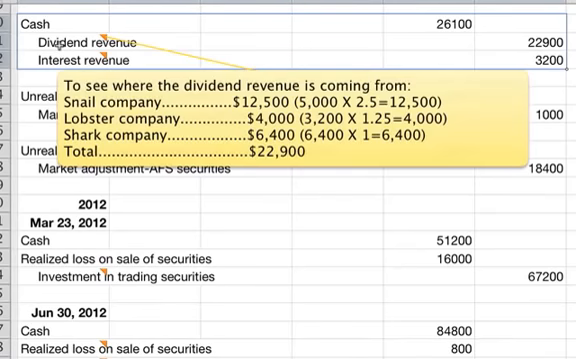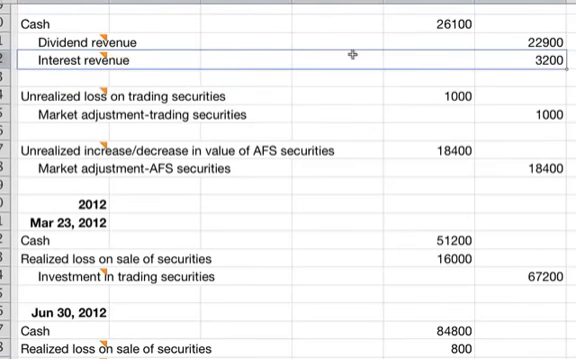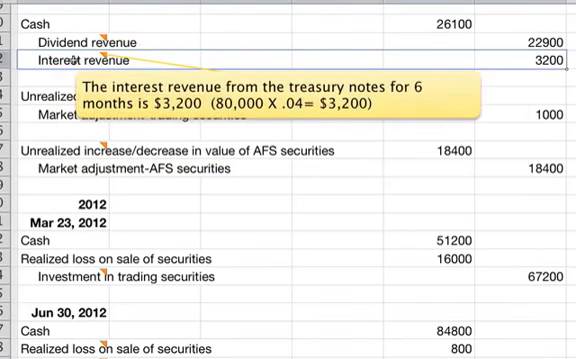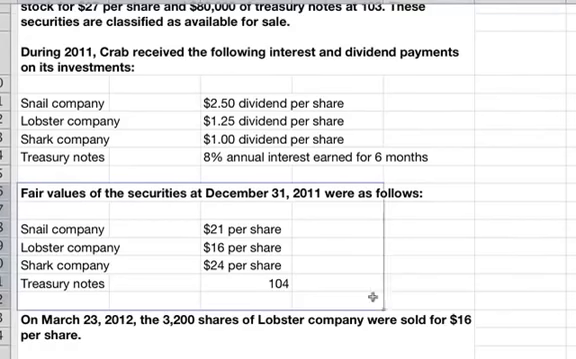The dividend revenue breakdown looks like this. So Snail Company, you have 5,000 shares times $2.50 per share. Lobster Company's 3,200 shares times $1.25 per share. Shark Company's 6,400 shares times $1 per share. Gives you a total of 22,900. That's this entry right here. Interest revenue. The interest revenue from the Treasury notes for 6 months is 3,200. It's just 80,000 times 4%. That equals 3,200.